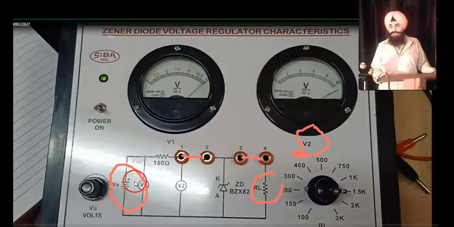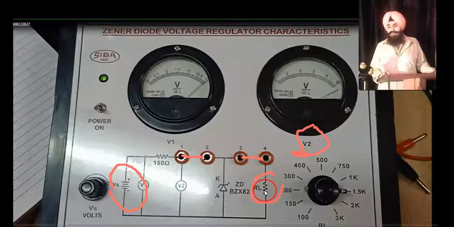You go on varying Vs, note down the voltage across the Zener, and at that time RL should remain constant, whatever the knob position, maybe 1.5, maybe 500, no problem. Now the second step: you keep Vs constant, maybe 5 volts or 10 volts or 2 volts, no problem. But you go on varying RL, like first the knob is at 150, then 300, then 500, and note down the voltage across the Zener. That is our second step.